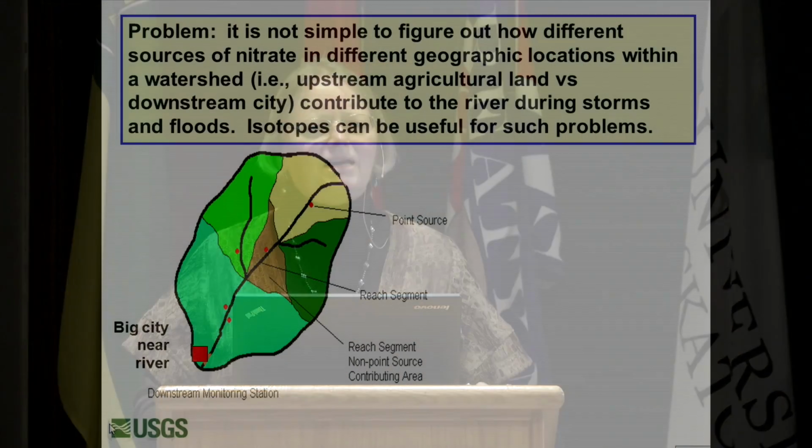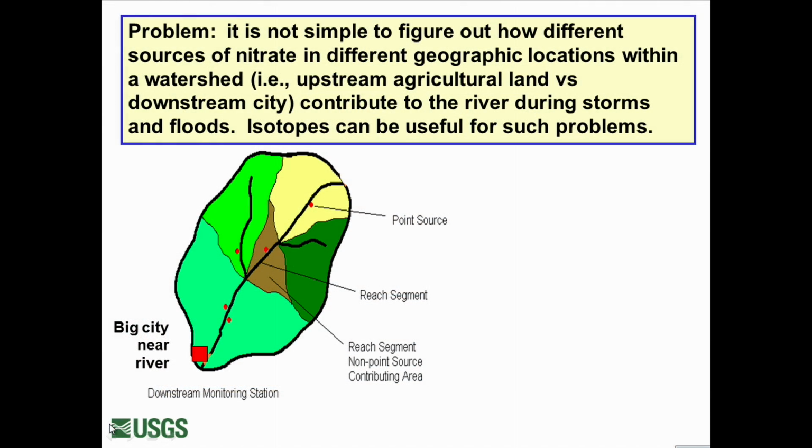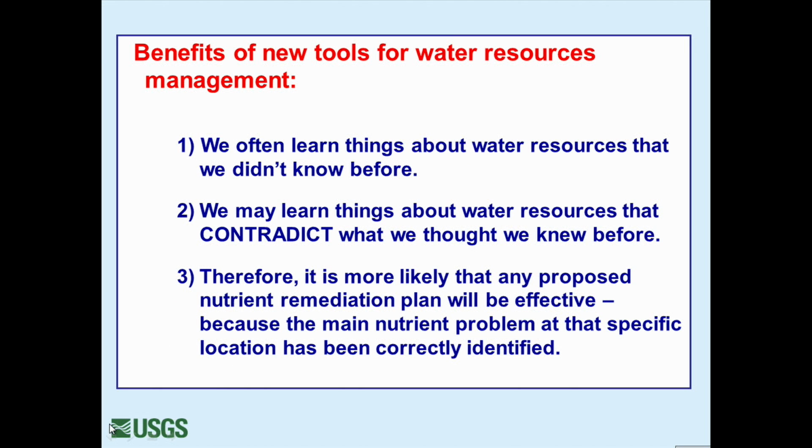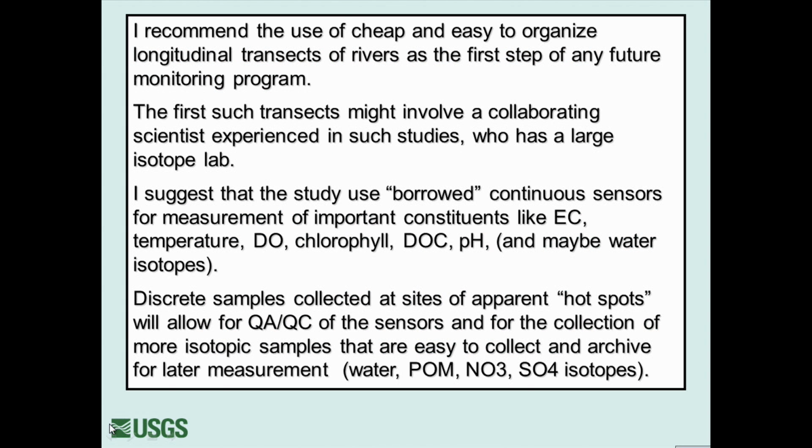And in particular, and this one is a big deal, they're doing cap and trade sort of things where we're going to kind of buy up pollution rights, something like that, and we're going to take out this amount of nitrogen from the system. But if that isn't the nitrogen that gets down to the place where your problem is, you've spent a lot of money and didn't solve it. But isotopes might be able to tell you which nitrogen is actually getting someplace, because different nitrate sources may not be equivalent in effect, although they are equivalent in loads. And I think this could be a lot of fun to investigate, and I've said that one before.